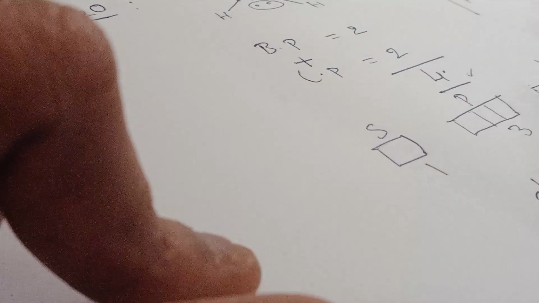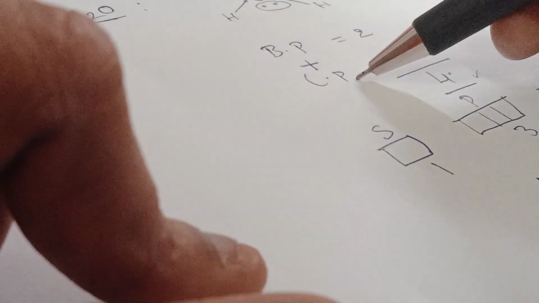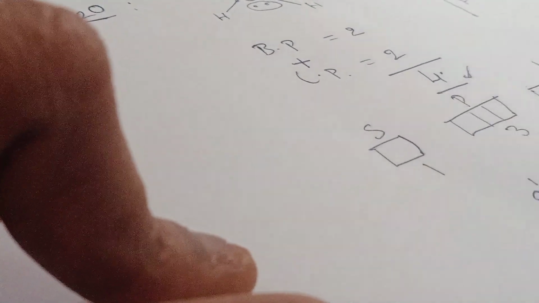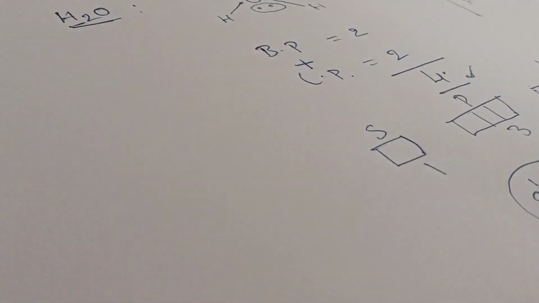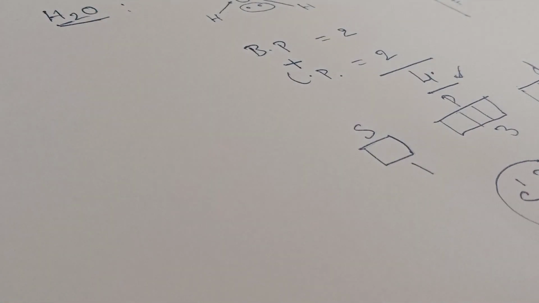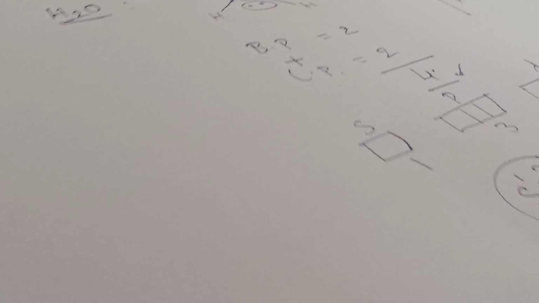That is equal to the total of bond pairs and lone pairs, which is 4, and sp3 orbitals are involved in the hybridization of the molecule. Okay, clear?